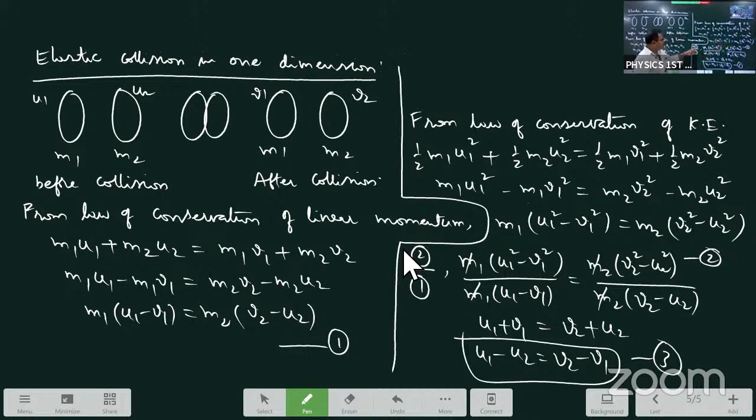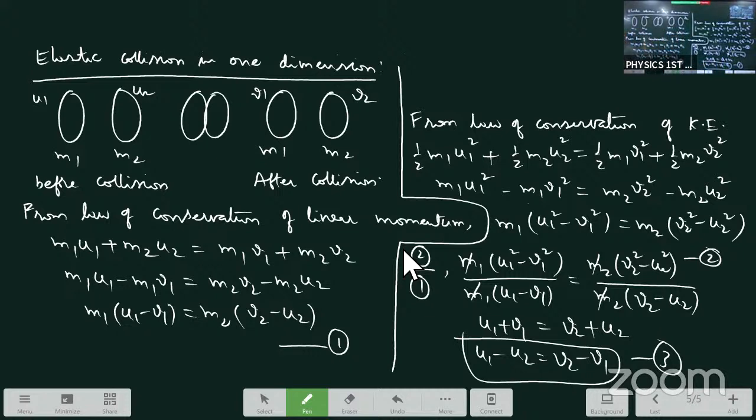In equation 2 by 1, m1, m1, m2, m2 cancel. So what remains? This one. Here, how I solved this equation: it looks like a square minus b square, so the formula is a minus b into a plus b. Minus minus cancel, so a plus b remains: U1 plus V1, and here also V2 plus U2. Then I transform into U1 minus U2 is equal to V2 minus V1. It is equation 3.